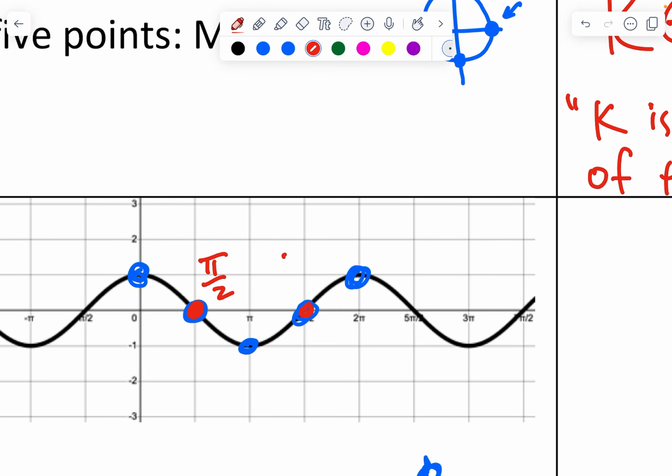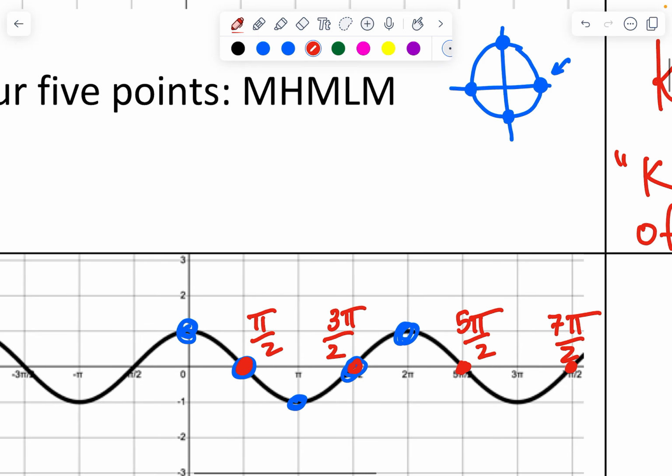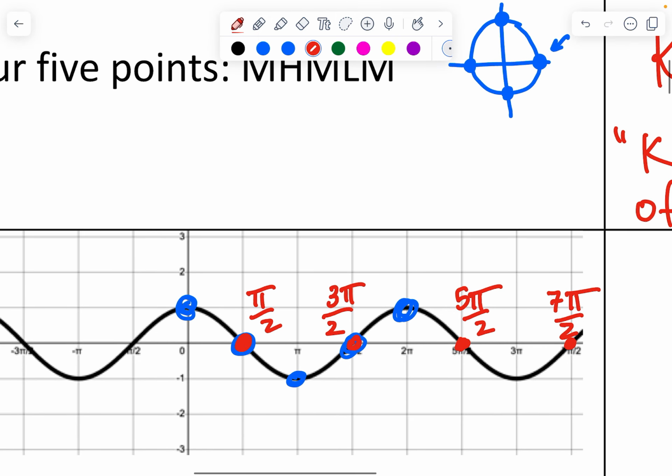I don't know if you can see the label, but it's now at 3 pi over 2. This next one here is at 5 pi over 2. The next one here is at 7 pi over 2. And so you'll notice, how far apart are they? Well, what I've done is, when I start at pi over 2, I add 2 pi over 2, I get to 3 pi over 2. From 3 pi over 2, I add 2 pi over 2, I get to 5 pi over 2. So each of these are pi units apart.